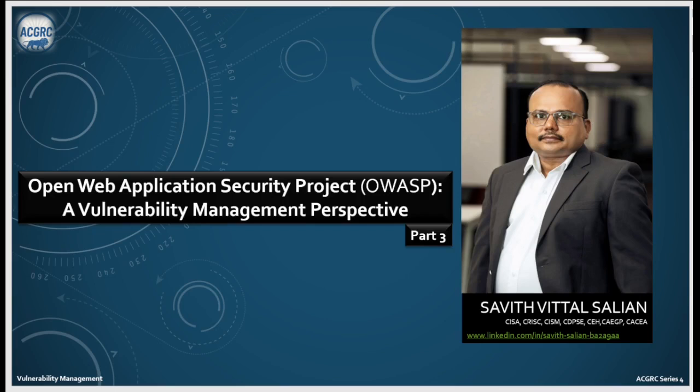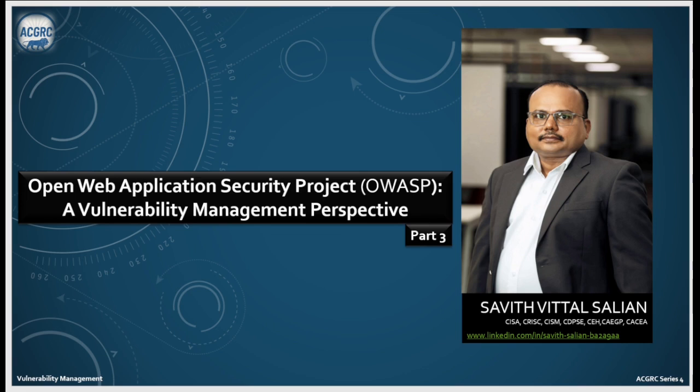In today's digital world, where applications form the core of business operations, attackers continuously exploit application level weaknesses to compromise systems and steal sensitive data. A vulnerability management program must go beyond infrastructure level patching and include systematic testing of web applications and APIs. This is where the OWASP Testing Guide plays a critical role.